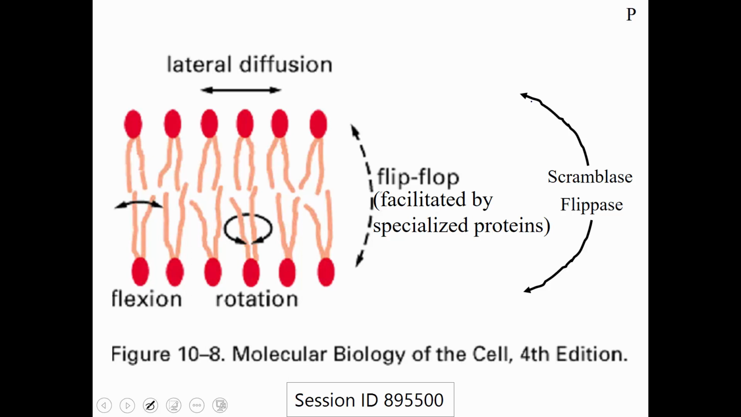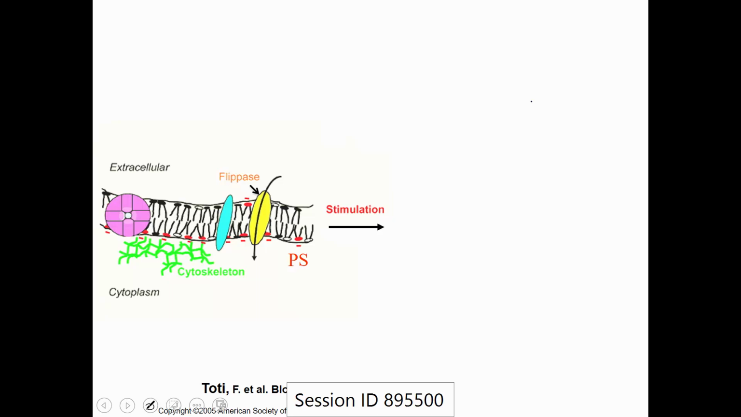phospholipids, you have a lot of lateral diffusion, but you very rarely get flip-flopping. You don't get it spontaneously. You need help. So it's facilitated by specialized proteins. There are proteins called flippases, which set up that asymmetric distribution of phospholipids across the membranes. And scramblases will actually bring phosphatidylserine from the inner leaflet to the outer leaflet of the plasma membrane under the appropriate conditions.